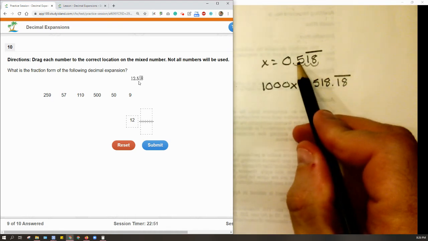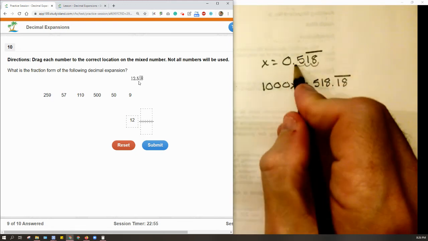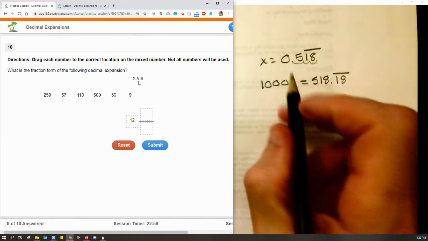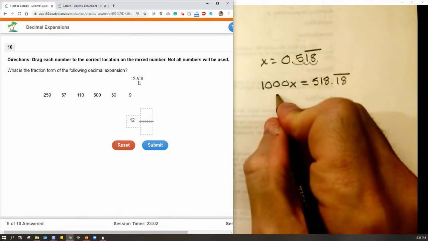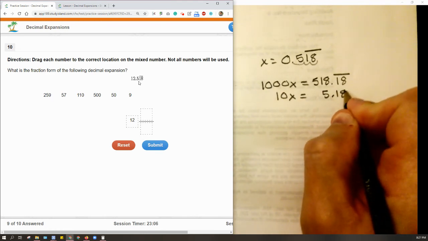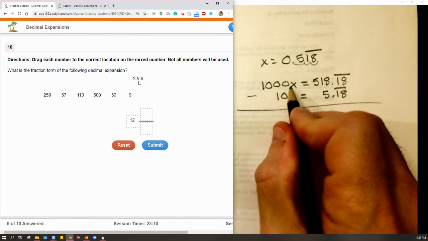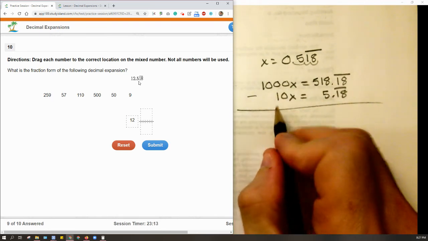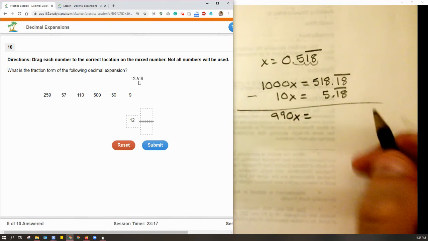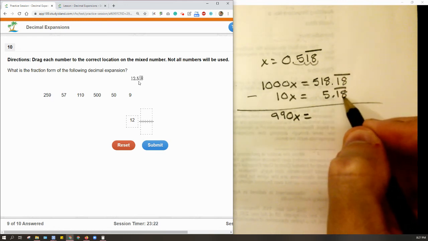So step 1 again, move the decimal so it's behind the repeating section. Step 2, move the decimal so it's in front of it. That's moving it just one spot to get between the 5 and the 1. Moving it one spot is multiplying by 10. So 10x is equal to 5.18 repeating. Now we subtract, and what do we get? 1,000 x's minus 10 x's is 990 x's. So 990 times x equals 518.18 repeating minus 5.18 repeating.